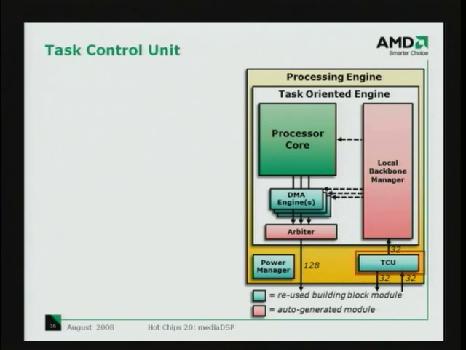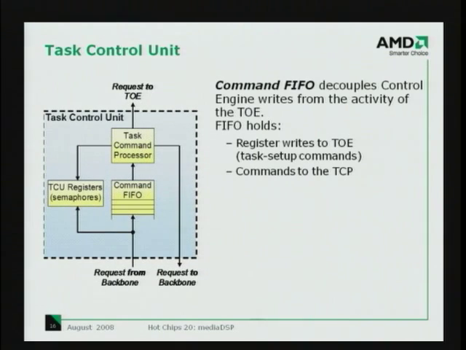So next, I want to zoom in a little bit on that task control unit that's resident in every task-oriented engine. The task control unit, again, I mentioned, is the main block that does synchronization among all the tasks in the system. And it has three main blocks: the command FIFO, the task command processor, and the TCU registers. And the semaphores are the most important registers in here.